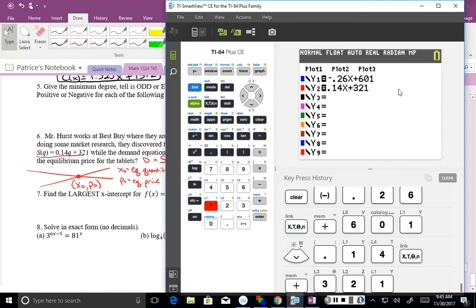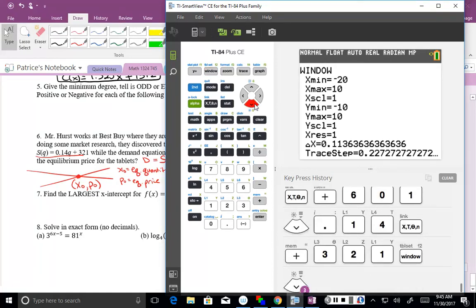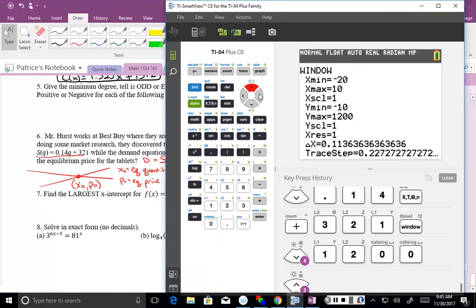I know zoom 6 will not work because my y-intercepts, which is where it crosses through the y-axis, I've got one at 321 and one at 601. So I'm going to go to my window. My y-max is 10. That's nowhere near 601. So I'm going to make it twice the size of 601, so about 1200, just so they go through the middle of my screen. And if that's 1200, this is going to be more than 10. I don't know what it's going to be, so I'm going to start off by just adding a 0.